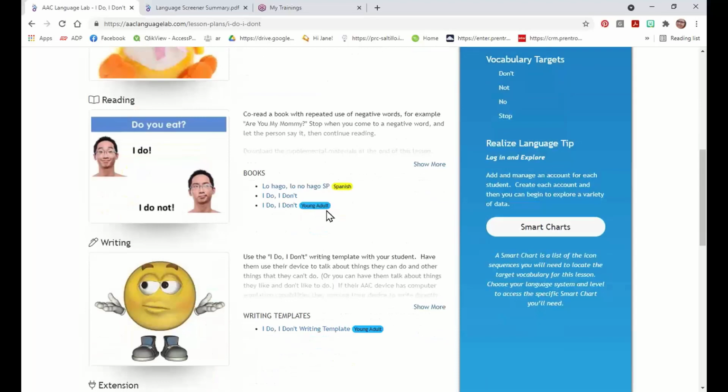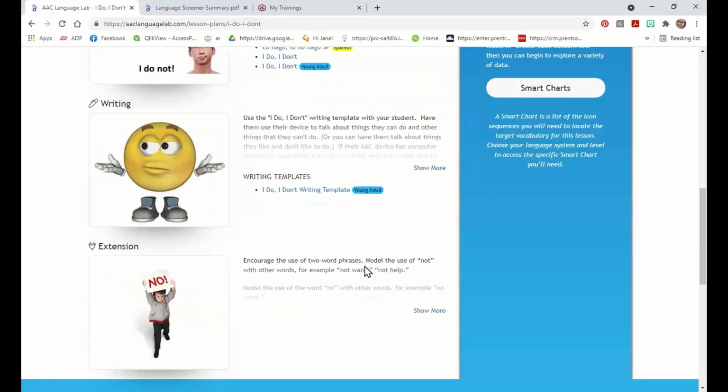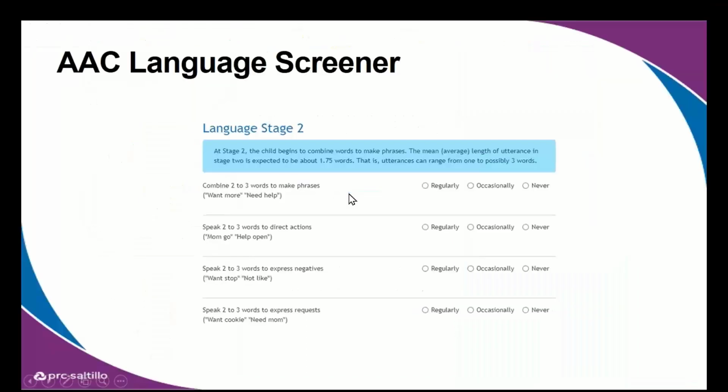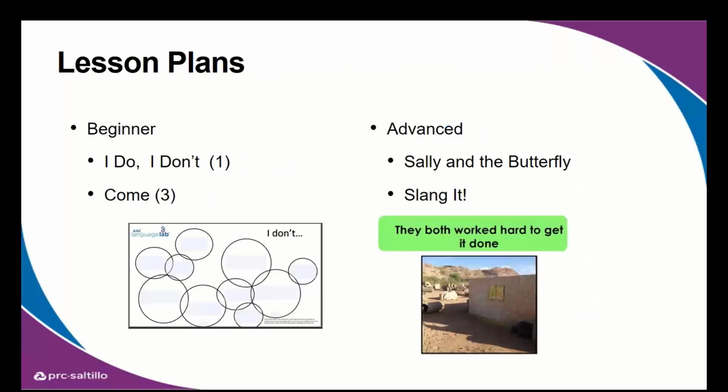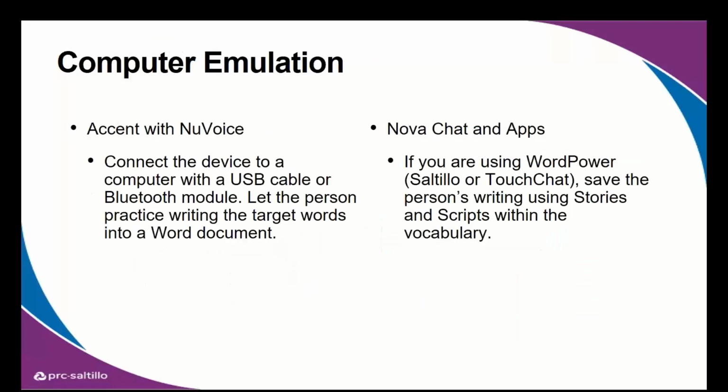And you can see these are colored blue. And then you can also see here that I have a young adult writing template. This is a writing template that you can use, and it's going to show how you would use one that is geared for young adults. So let me go back over here to our PowerPoint, and let's talk about the computer emulation to do one of those writing templates.